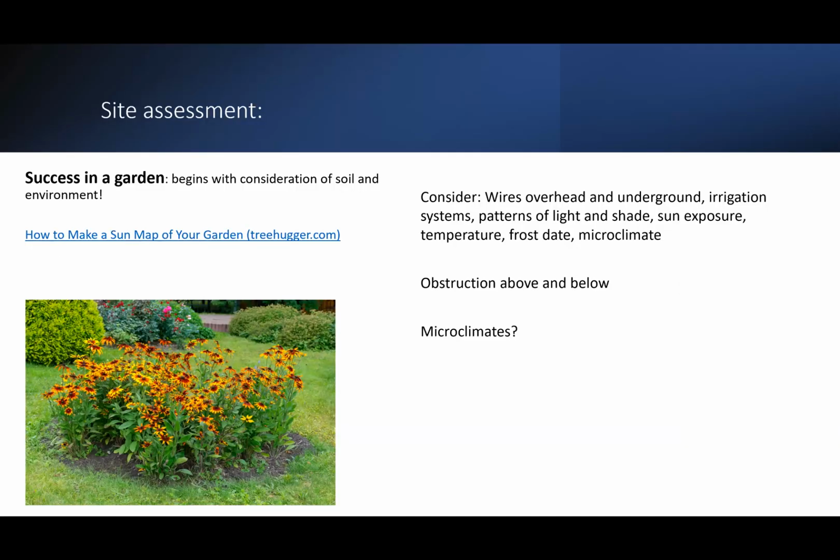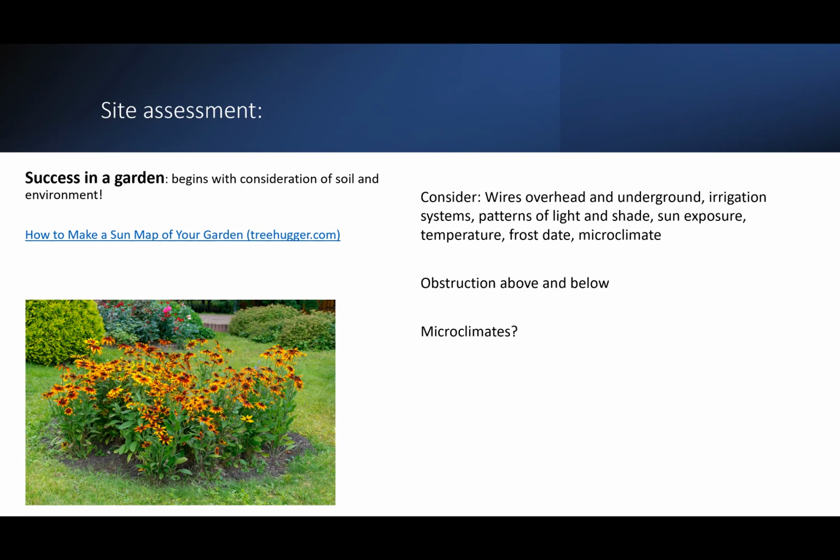Success in a garden begins with the consideration of the soil and the environment. You want to consider wires, any obstructions that are in the space, irrigation systems, underground things happening, patterns of light and shade, sun exposure, temperature, frost state, microclimate, some of the things that I listed above.